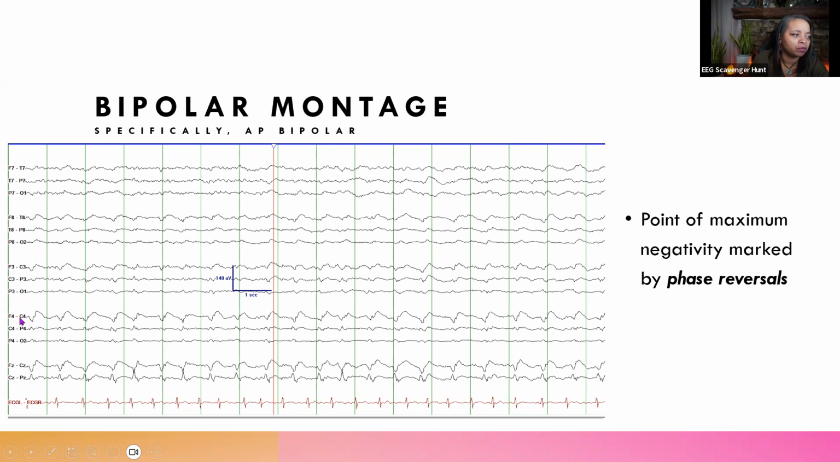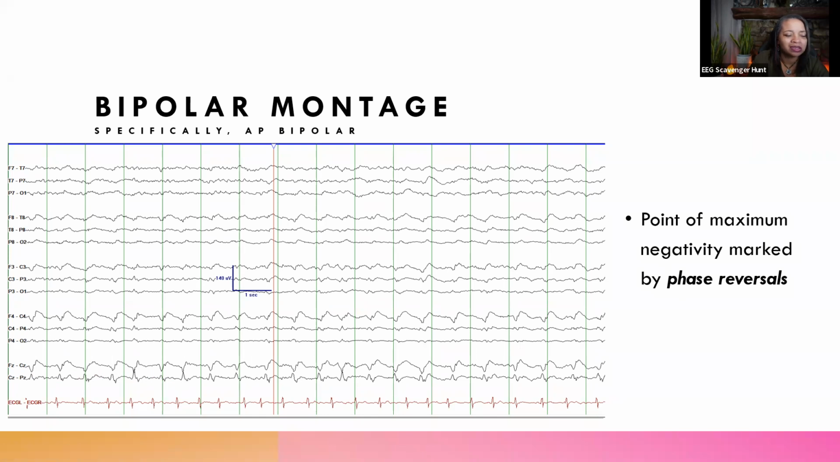So F4 compared to C4 here, C4 compared to P4 there. So C4 is in common with these two channels. And so C4 is the maximum negativity. Now look down here, because there's even a bigger phase reversal down at the bottom at CZ. And so CZ is a part of this field as well.